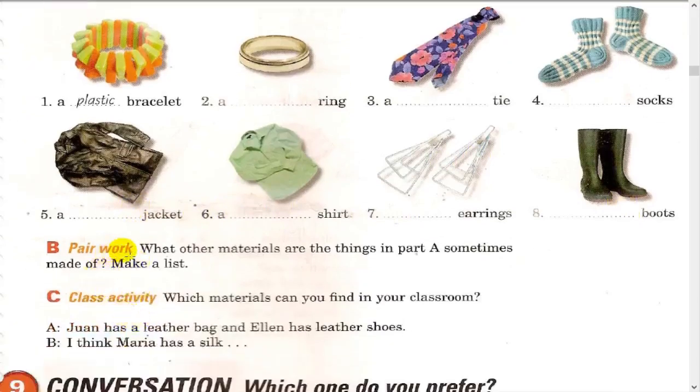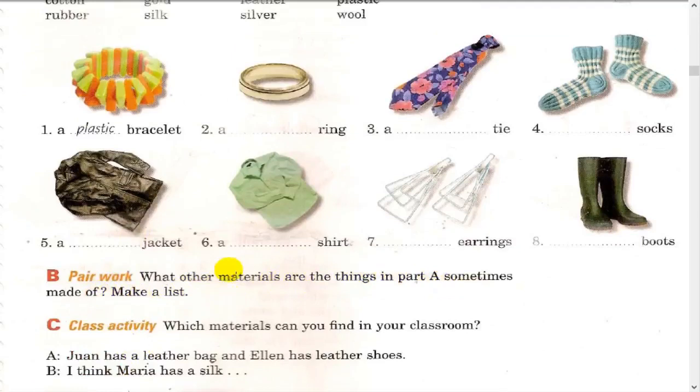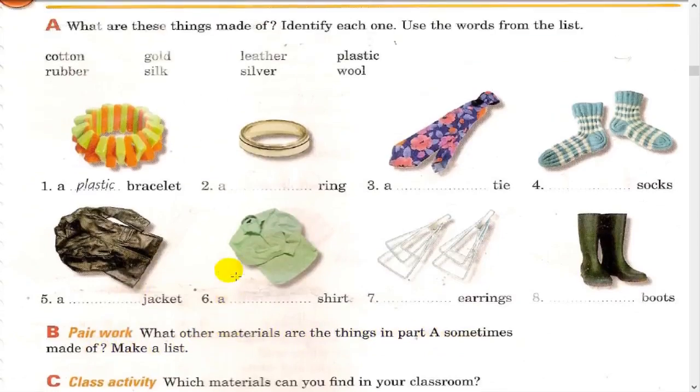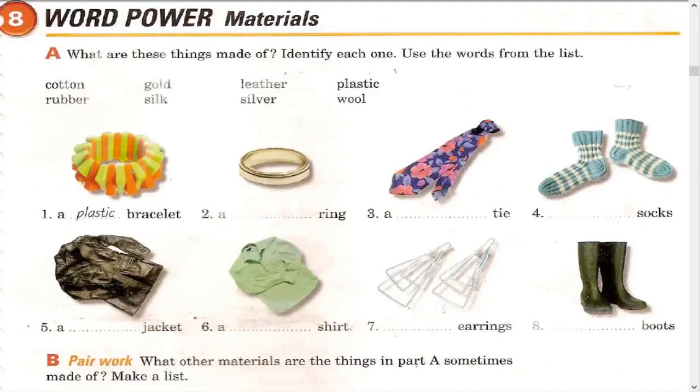Part B. Pair work. What other materials are the things in Part A sometimes made of? Make a list. In this question here, we will do what? We'll say, this is what? Bracelet. It could be made of plastic, a bracelet for children, for kids. Gold bracelet. Silver bracelet. Number 2, a gold ring.